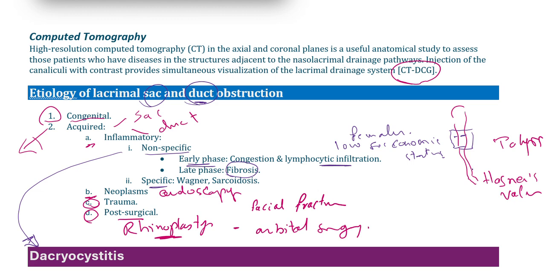The second most common location for such non-specific inflammatory stenosis is the area of Hasner's valve, usually ascending inflammation from the nasal mucosa. Always remember that histologically, this area has features of respiratory mucosa, just like the nose. So it's very easily acquiring infection from the surrounding nasal mucosa.